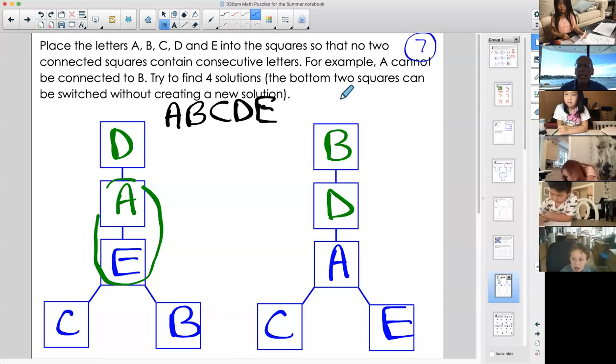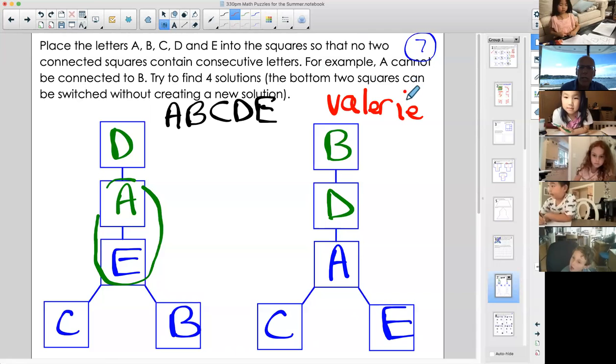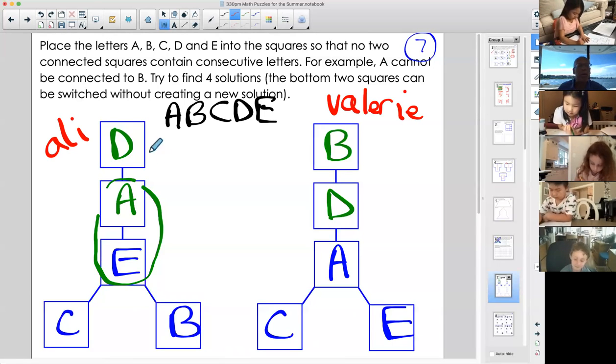That is unbelievable. I love it. So Valerie totally nails this. Who came up with the one on the left? Was that Allie? Oh my gosh. Guys, I want to give you a big round of applause.